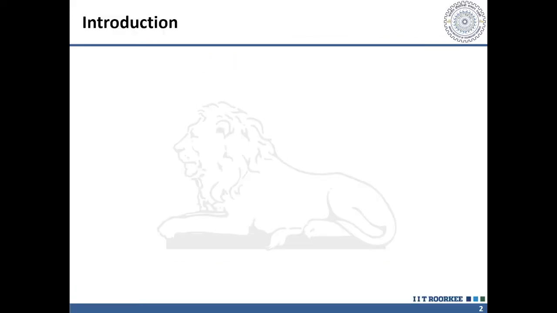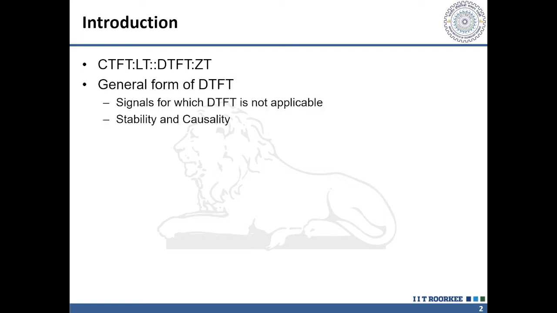Transform. Starting with the introduction, just like for continuous time FT we have Laplace transform, similarly for discrete time Fourier transform we have Z transform. It is the general form of DTFT. We can use this Z transform for the signals for which DTFT is not applicable, and it is used to analyze stability and causality. It is also known as the discrete form of Laplace transform.